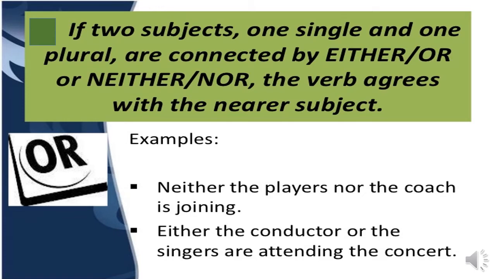Next, if we have two subjects, one single and one plural, which are connected by either or neither or nor, the verb agrees with the nearer subject. So which is the last subject, that will be related to the verb which is used.